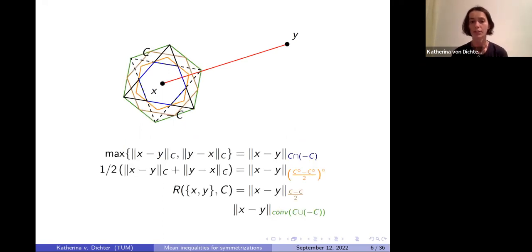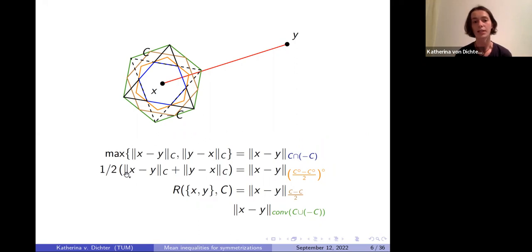The first natural symmetrization is taking the maximum of these two gauges. If you take the maximum of the gauge with respect to C and the one with respect to minus C, it is the same as taking the norm of x minus y with respect to a new set, which is C intersected with minus C. And this one is now symmetric, so this is really a norm.